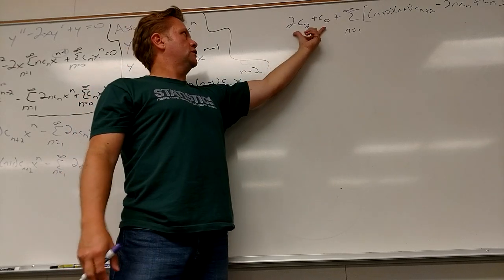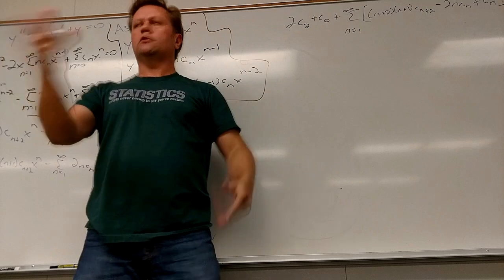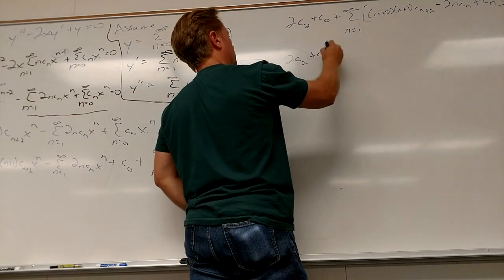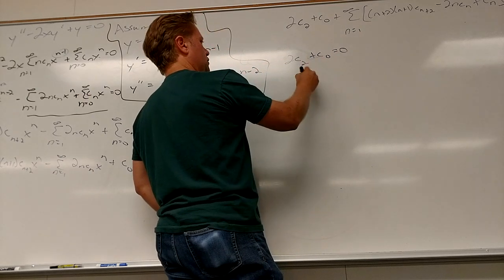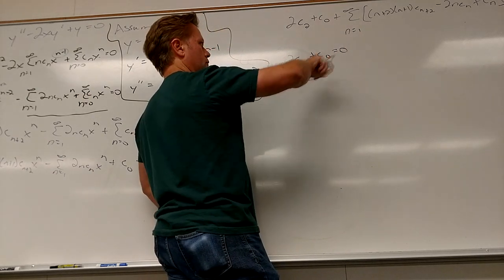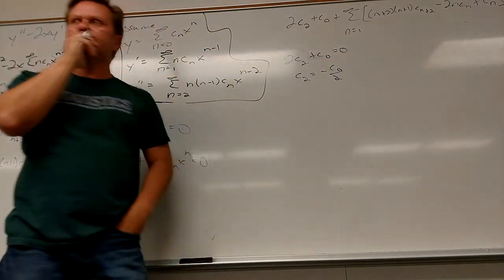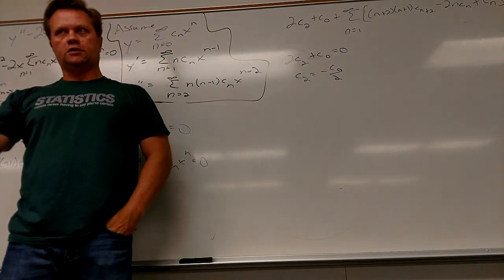What's got to be true about 2C2 plus C0? It equals 0. So that sets up a relationship. That tells me that C2 equals negative C0 over 2. So I already know a relationship between C2 and C0.